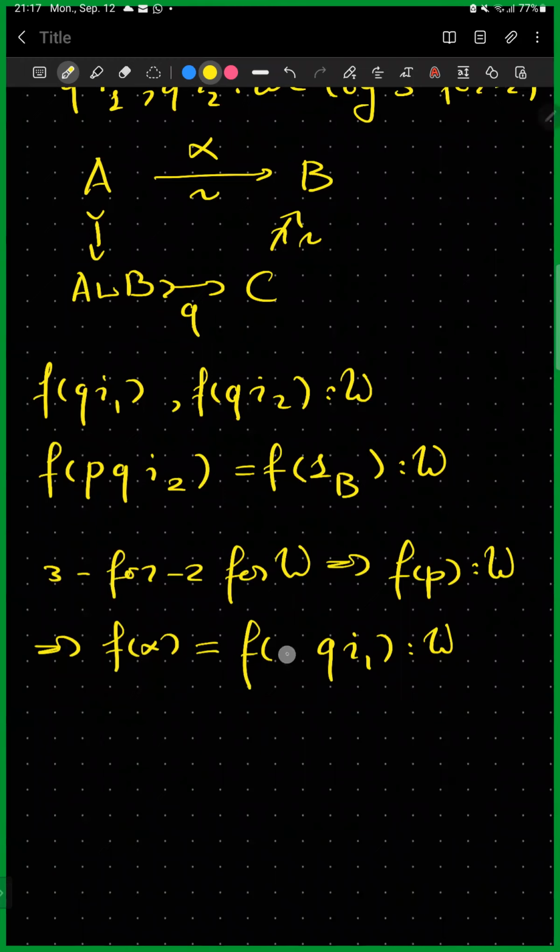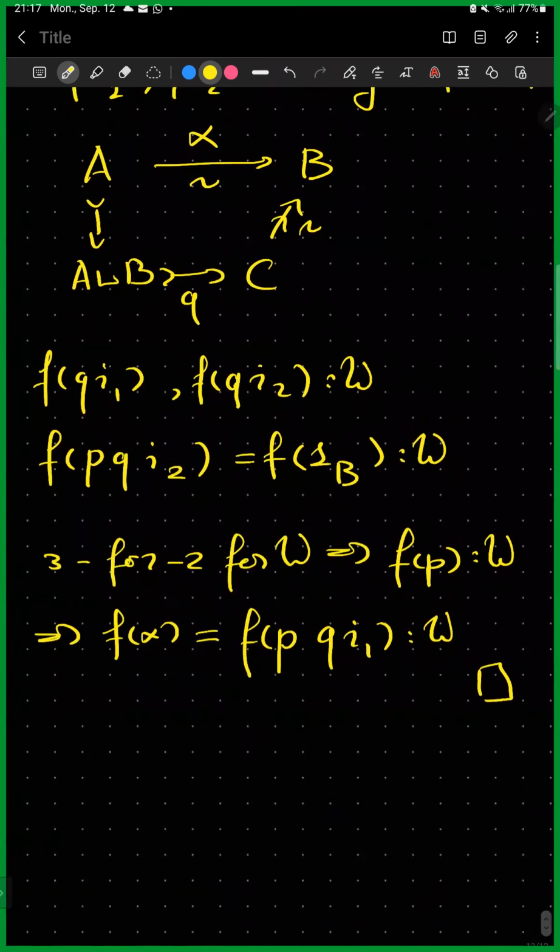Sorry, PQI1. This is also from the definition of P, because it factorized this coproduct map between alpha and the identity on B. Okay, so this is the proof of Ken Brown's lemma, and now we can apply it to prove the fourth part of the theorem, sorry, of the proposition.